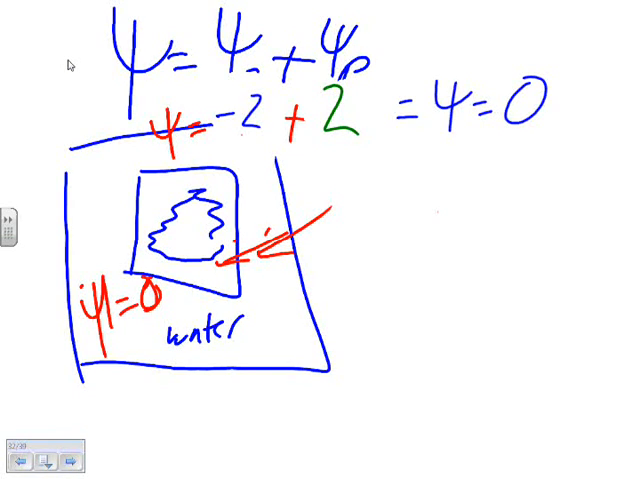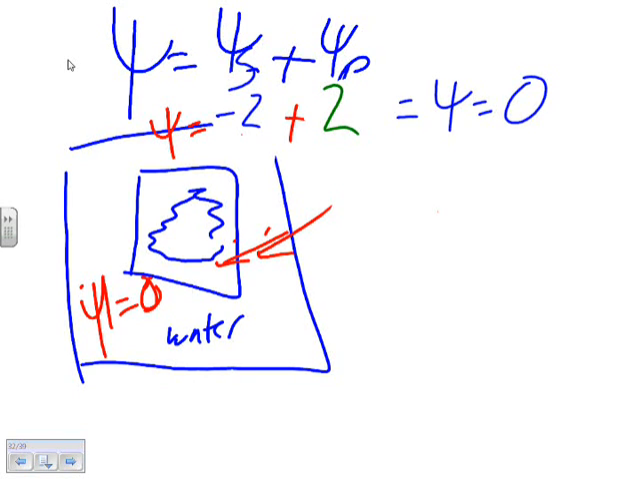So quick review again of what we're saying. First of all, water moves from higher water potential to low water potential. Water potential is made up of two components: the solute potential and the pressure potential. The more water that's in a cell, the higher the pressure is going to be. The more solutes that are in a cell, the more negative the solute potential is going to be. The water potential of pure water is always zero.